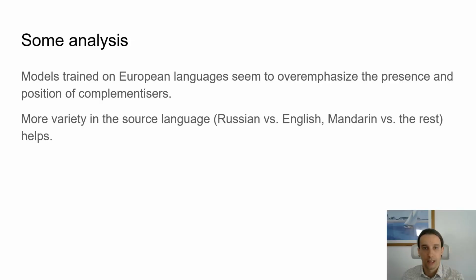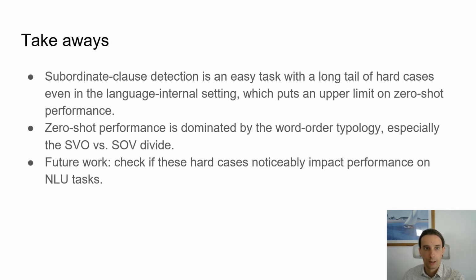Our analysis of failure cases seems to indicate that models trained on European languages overemphasize the exact position and the presence of complementizers, and generally, the more variety you have in the source language, for instance Russian compared to English, Mandarin compared to other languages, the better your zero-shot performance is on average. The general takeaway seems to be that subordinate clause detection is an easy task, but it has a long tail of hard cases even in the language internal setting, and this puts an upper limit on zero-shot performance. And in general, zero-shot performance on this task seems to be dominated by the word order typology, especially the divide between the verb final and non-verb final languages.